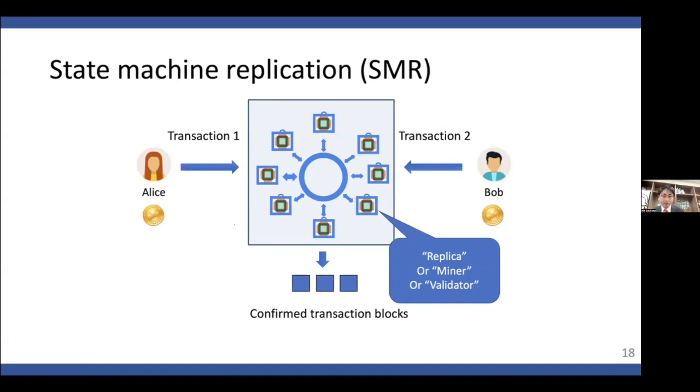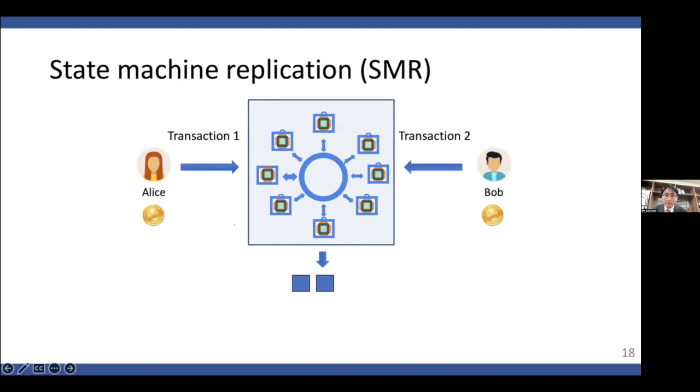So they need to agree on that. These are the list of transactions, and that is the order. That's called total ordering, and total ordering should be agreed by different nodes. So that is the problem that we really want to solve.